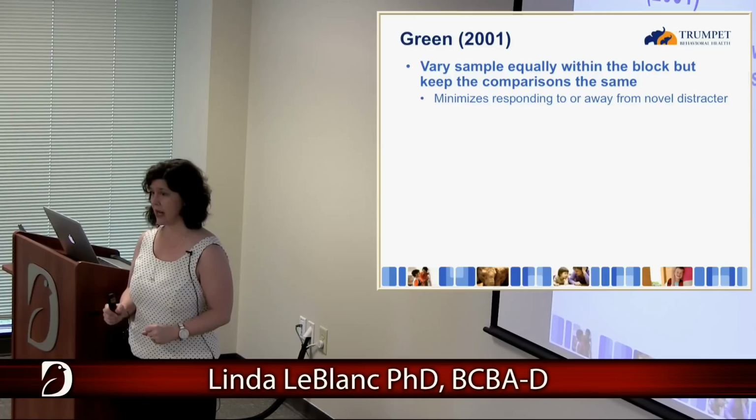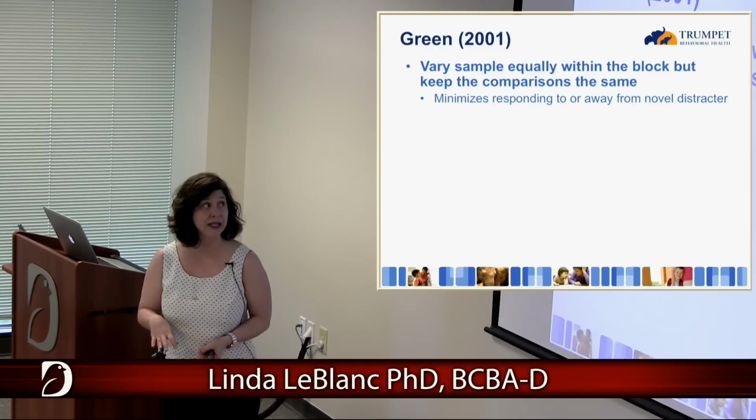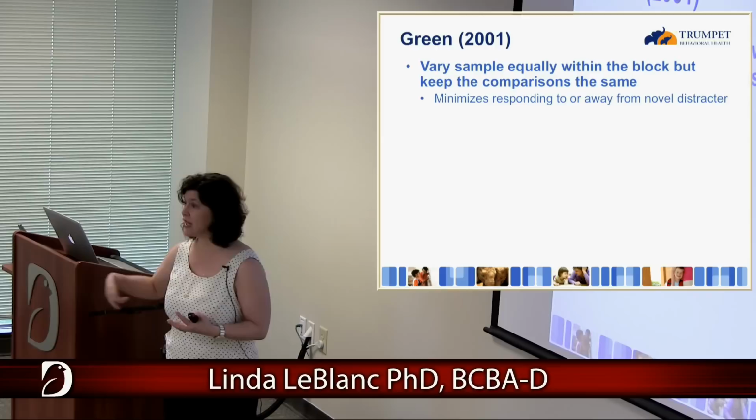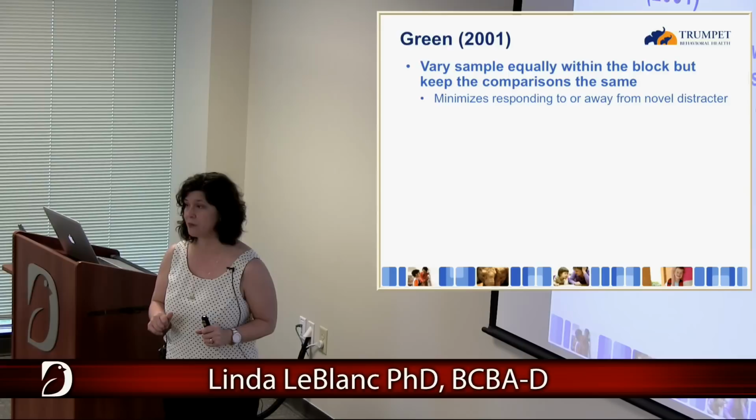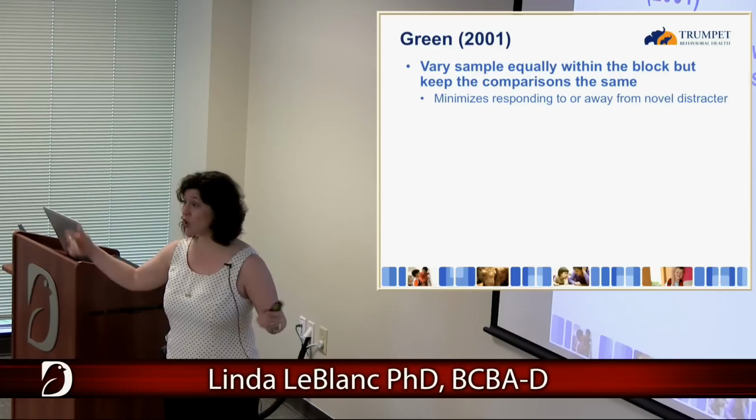So keep the comparisons the same. One of the things that that does is it minimizes responding away from a novel distractor. So if you're constantly changing what you have as, let's say, the distractors in the array, if the thing you say is the same, pick the one that's familiar. If the thing you say is different, pick the new one. You might as well call it new one, right? Red, blue, new one.